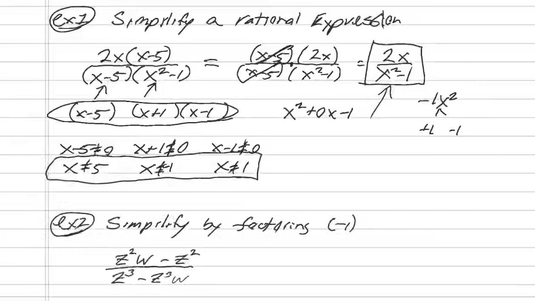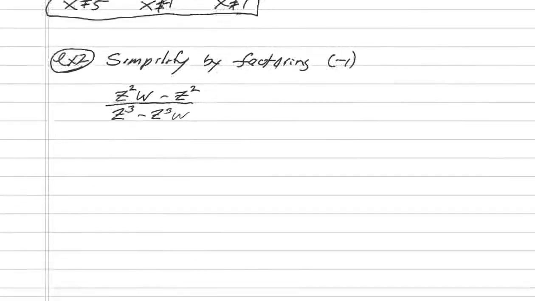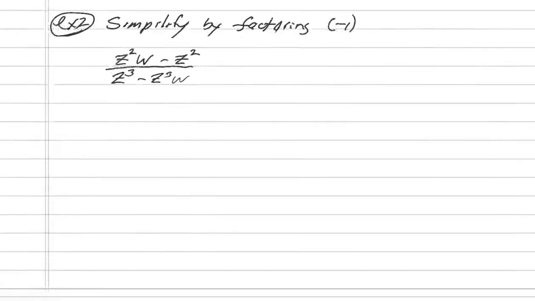Okay, so for this example, we're going to simplify, and there's going to be an extra little step in here because we can cancel out factors top and bottom, but you'll notice on this one we're going to get a slightly different scenario. So I have z squared w minus z squared over the quantity z cubed minus z cubed w. So I'm going to start factoring these top to bottom. Remember, you can't just cancel out individual terms, you have to cancel out factors from your numerator and denominator.